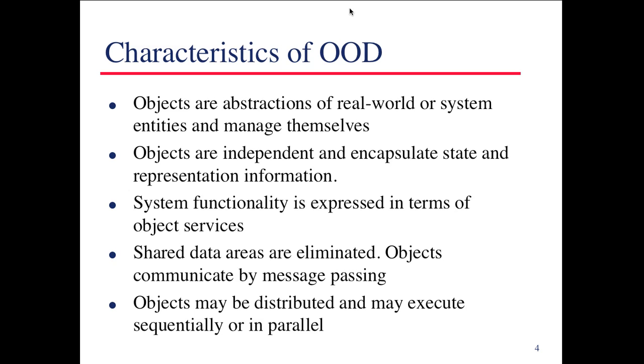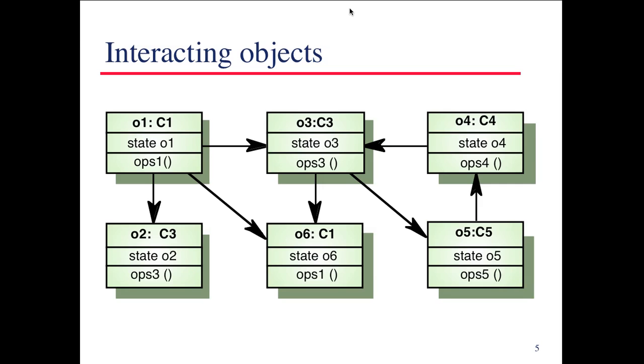Objects communicate with message passing back and forth. So we come up with communication that's going to go on. And the objects may be distributed, and they may execute sequentially, or they may be in parallel. There's no telling exactly when, just like any live object, exactly when it's going to be used.